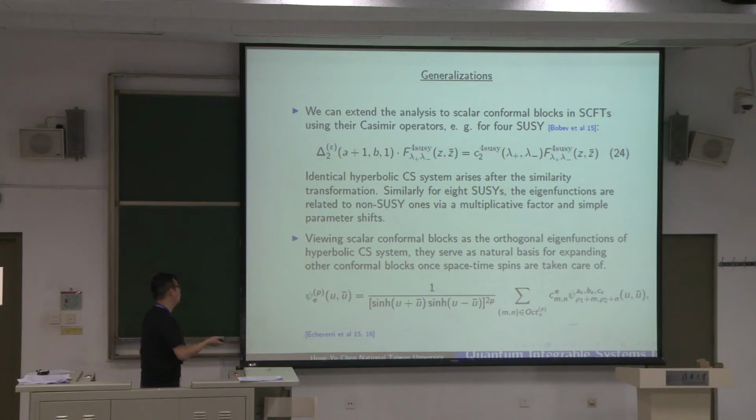But this really hinges on the fact that there's this beautiful recurrence relation that the scalar conformal blocks possess. And moreover, we can also view this whole problem of determining the conformal block, even in a different setup with spin, as a kind of quantum mechanical problem. So now we have this set of eigenfunctions for the hyperbolic Calogero-Sutherland, and we know its orthogonality and so on and so forth. They really serve as a natural basis for you to expand all the other conformal blocks, for example the cases with spin, as a linear expansion of all these guys.